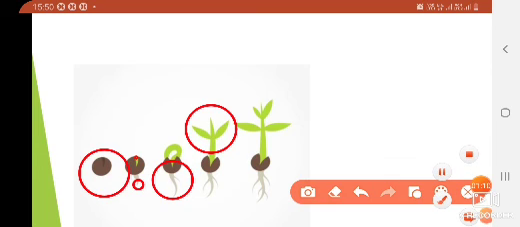So as we discussed in the previous session, there are two kinds of major parts of the seed, external and internal. External parts are the seed coat and hilum, and internal parts are the cotyledon and embryo.